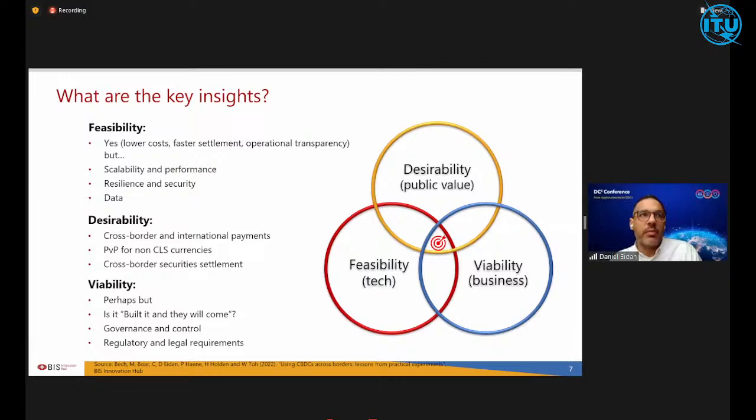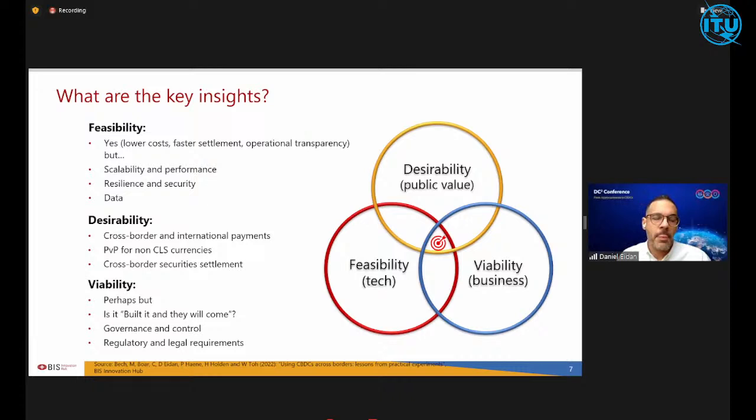On the desirability front, cross-border and international payments are something that's been promoted very heavily by the G20 agenda. So that's a clear mark of the desirability of these type of platforms in the real world. There is a market demand for payment versus payment protection for non-CLS, particularly for non-CLS currencies. And we're seeing more and more of a desire for cross-border security settlement, meaning delivery versus payment, where the payment is potentially denominated in a currency other than the issuing country.